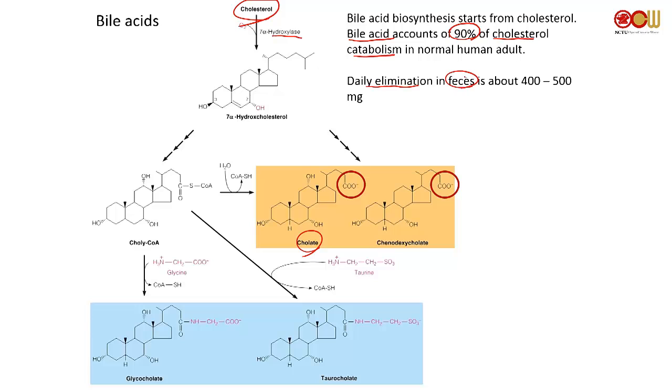Now, bile acids are somewhat water soluble because they have a hydrophilic portion, and then you can excrete them through feces, which is your poop. The daily elimination in feces is about 400 to 500 milligrams, and that's actually quite a lot. So you're daily pooping out a lot of cholesterol.